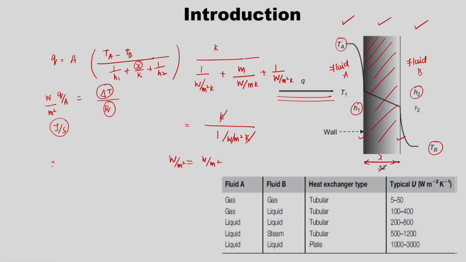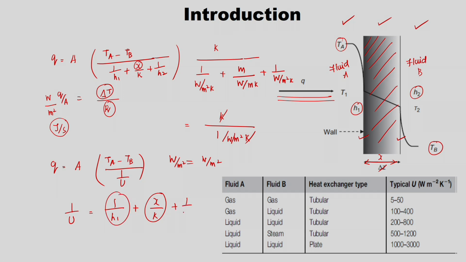So, I can write my Q as TA minus TB divided by 1 upon U. So this 1 upon U is nothing but 1 upon h1 plus x upon k. So this is a conductive resistance, this is convective resistance, plus 1 upon h2, this is also convective resistance.